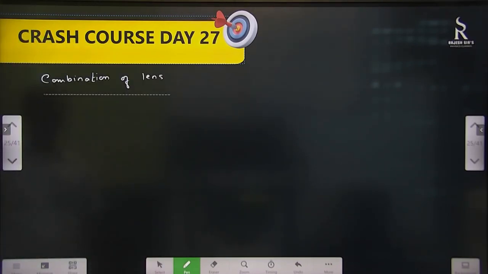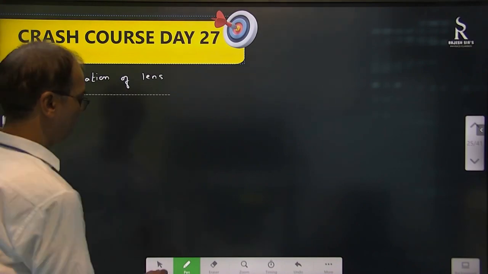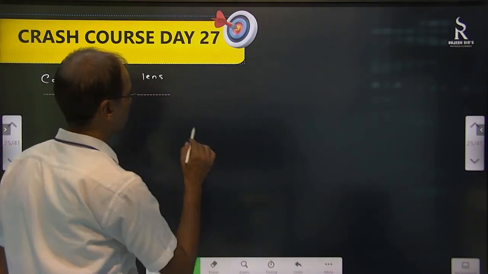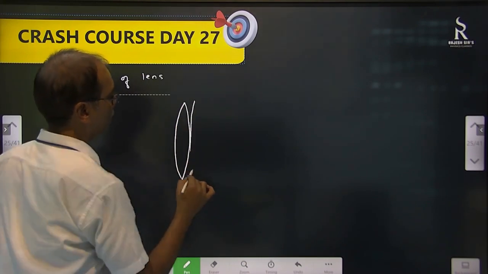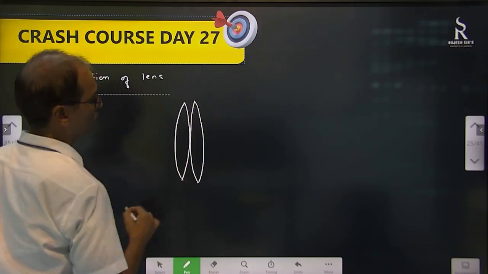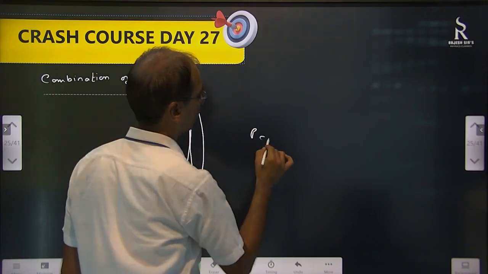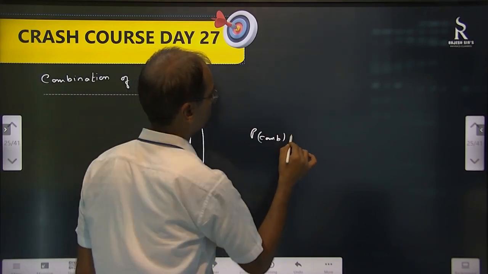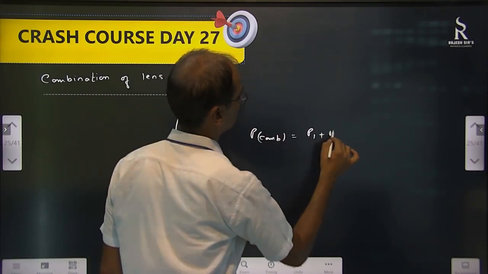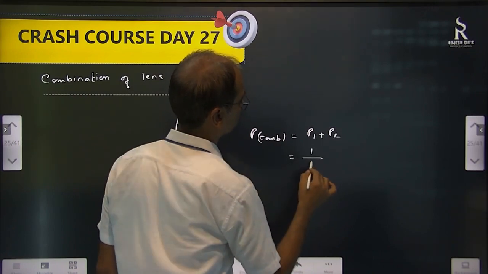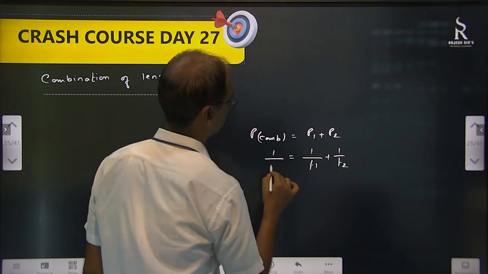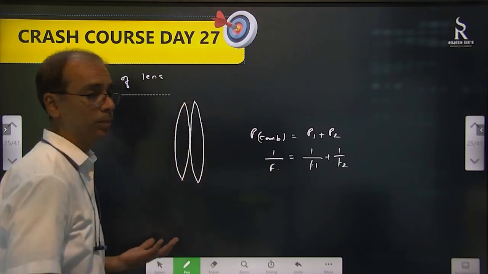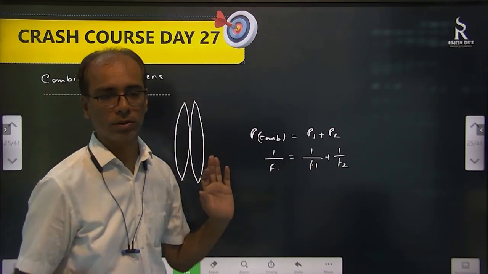Silvering of lens. Now combination of lens. If two lenses are in combination, lens number 1, lens number 2, then power of combination will be what? P1 plus P2. In focal length terms, 1 by F1 plus 1 by F2 is equal to 1 by F. That depends. If suppose one is positive, one is negative, you have to use sign convention.